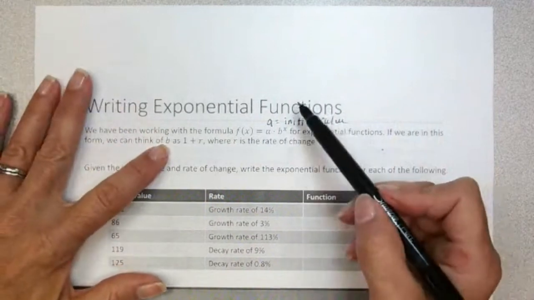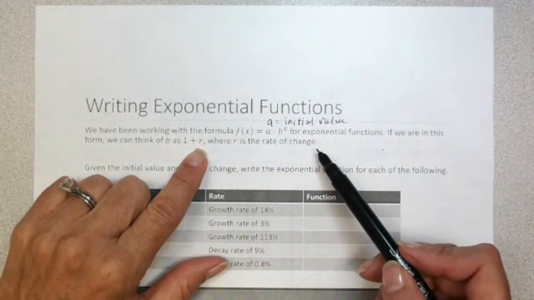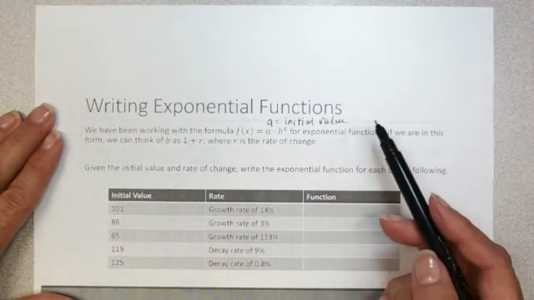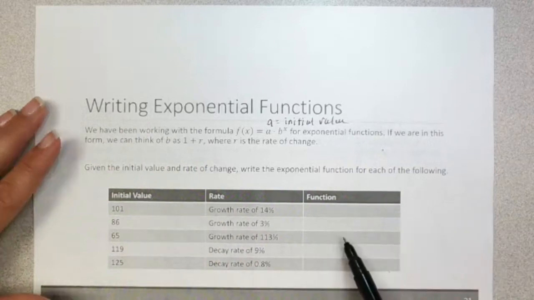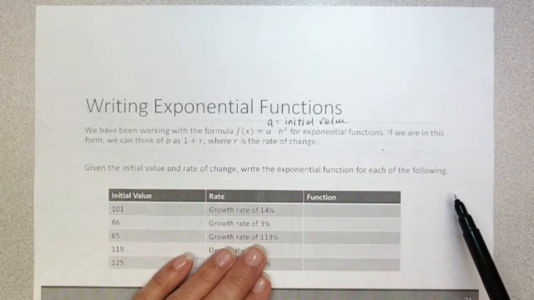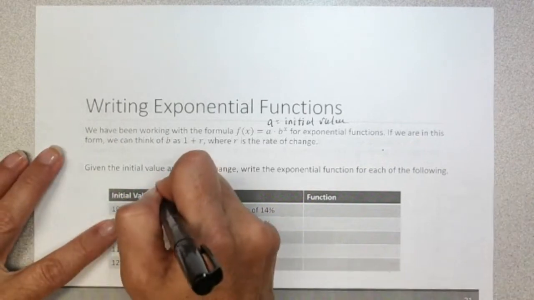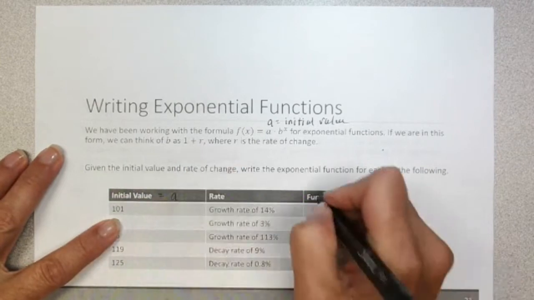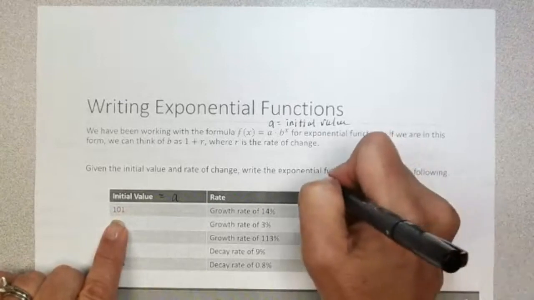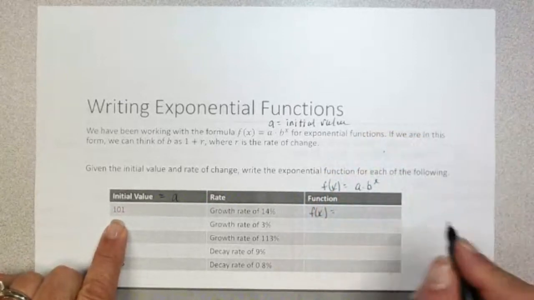And the base, we can think of the base as 1 plus r, where r is the rate of change. So our base is going to be 1 plus the rate of change. Okay, so look at this table here. Given the initial values and the rate of change, can we write an exponential function for these? Of course. If the initial value is 101, the initial value is our a, right? So that means our function here is going to be a.